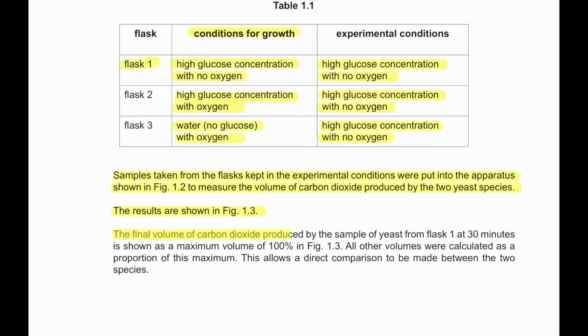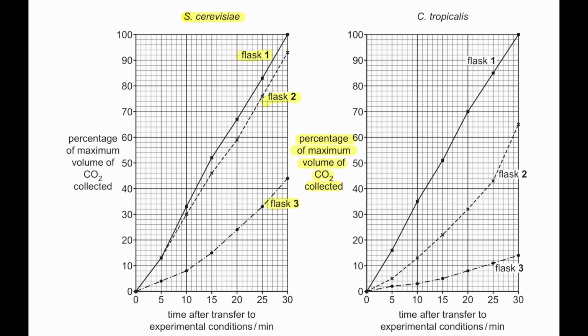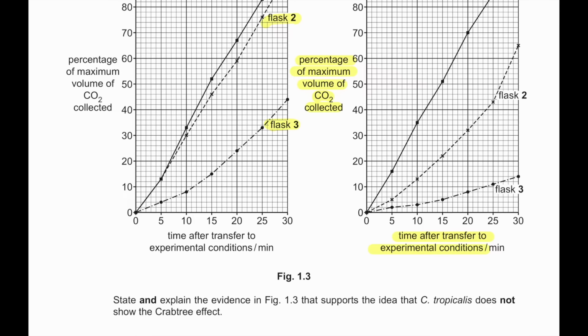The final volume of carbon dioxide produced by the sample of yeast from flask 1 at 30 minutes is shown as a maximum volume of 100% in figure 1.3. All other volumes were calculated as a proportion of this maximum. This allows a direct comparison to be made between the two species. So for S. cerevisiae, we can see flask 1, flask 2 and flask 3, with the percentage of maximum volume of carbon dioxide produced. Alright, for C. tropicalis, we can see flask 1, flask 2 and flask 3, against time after transfer to experimental conditions.